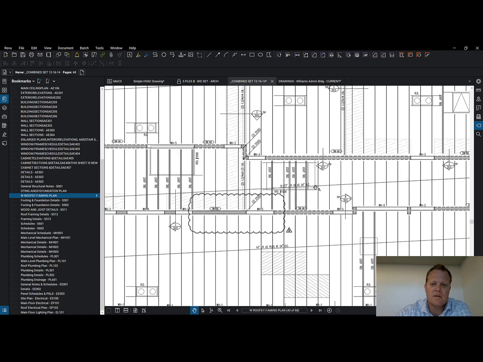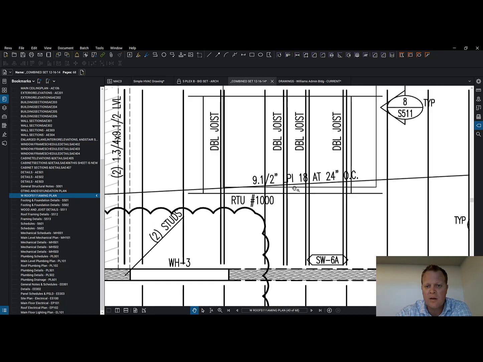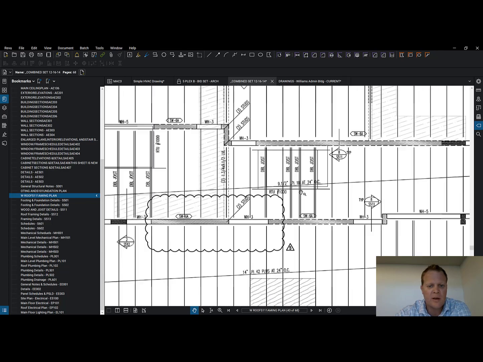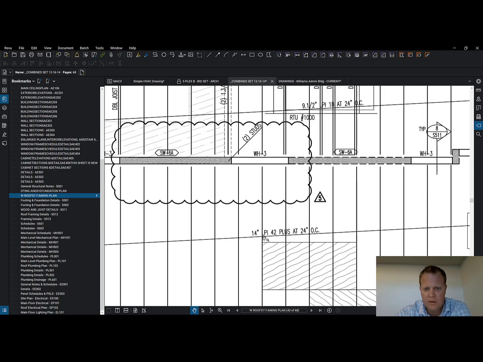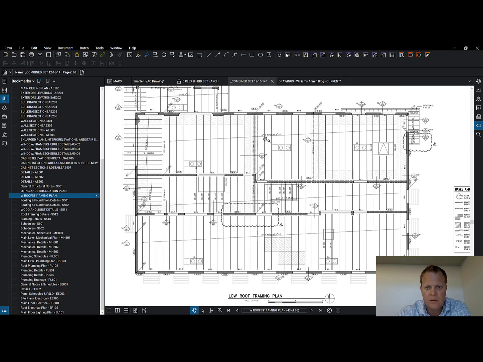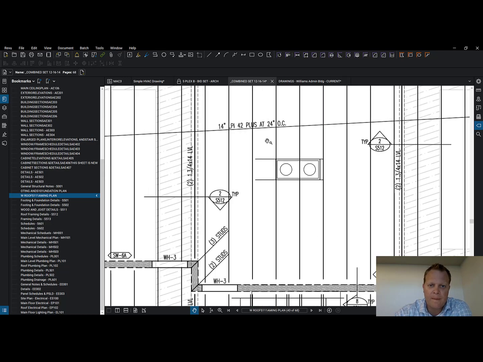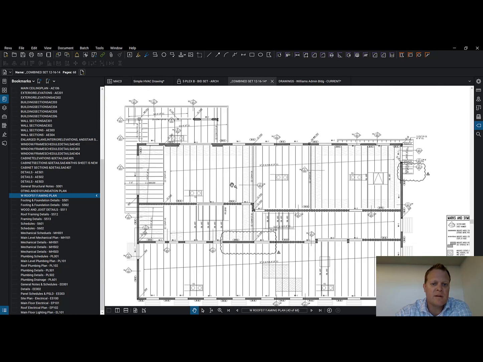For these, what are they? 9.5. Does that say LPI? All of them have like the L cut off. Alright, anyways, the point being we need to coordinate that roof opening.